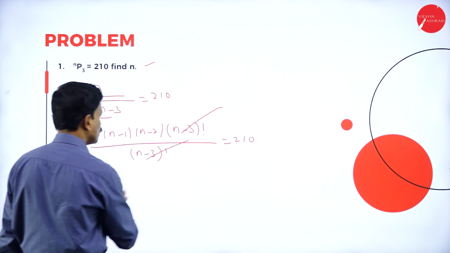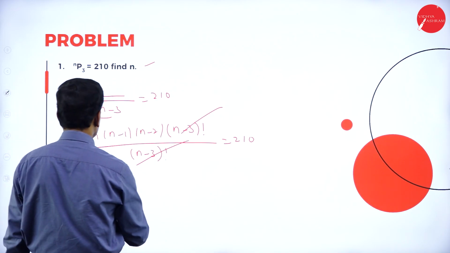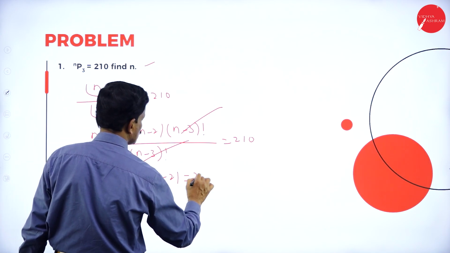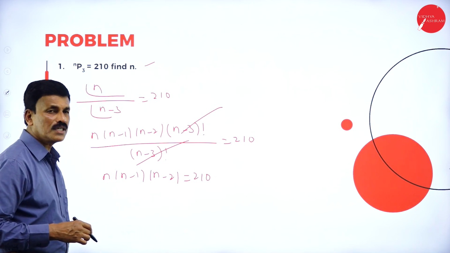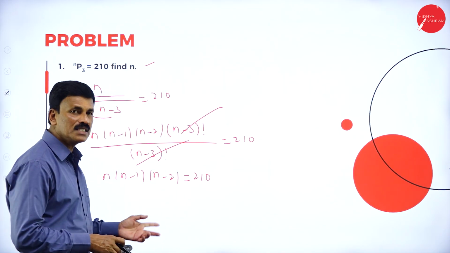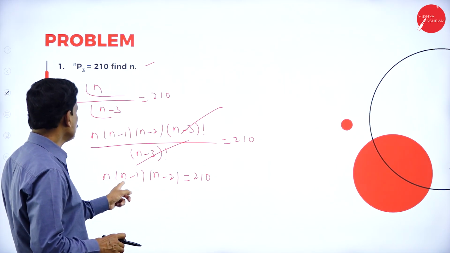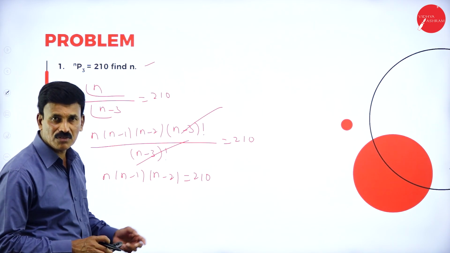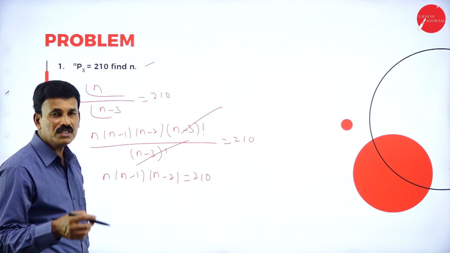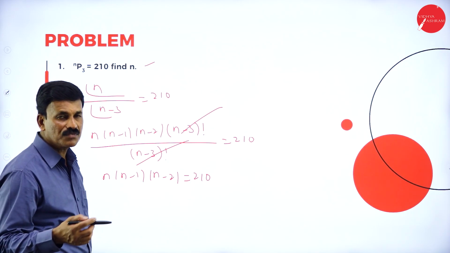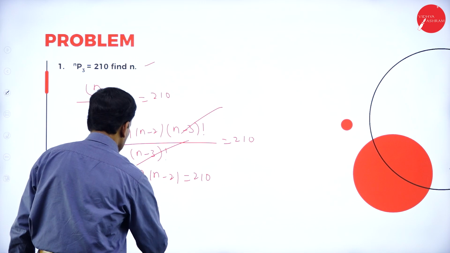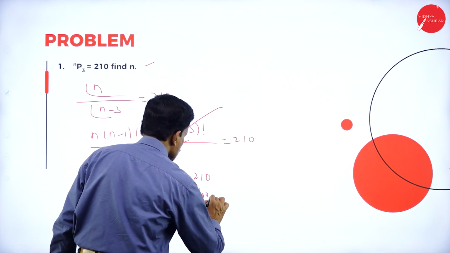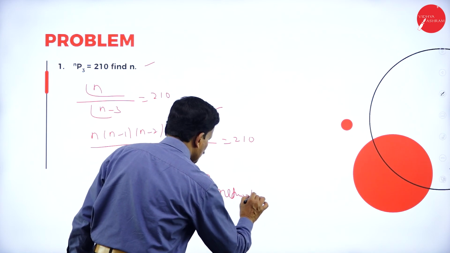(n minus 3) factorial gets cancelled. What is left over is n into (n minus 1) into (n minus 2) is equal to 210. If you want to simplify this by multiplying (n minus 1) into (n minus 2), you will get a quadratic equation. Again multiplying with n, you will get a cubic equation. Solving that cubic equation, you will get the values of n. Or by inspection method, we can write the value of n is equal to 7.